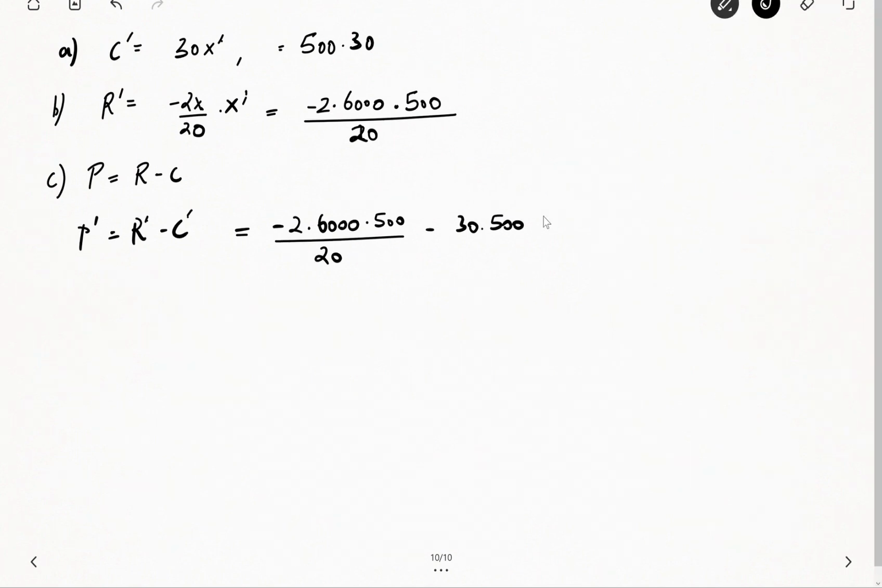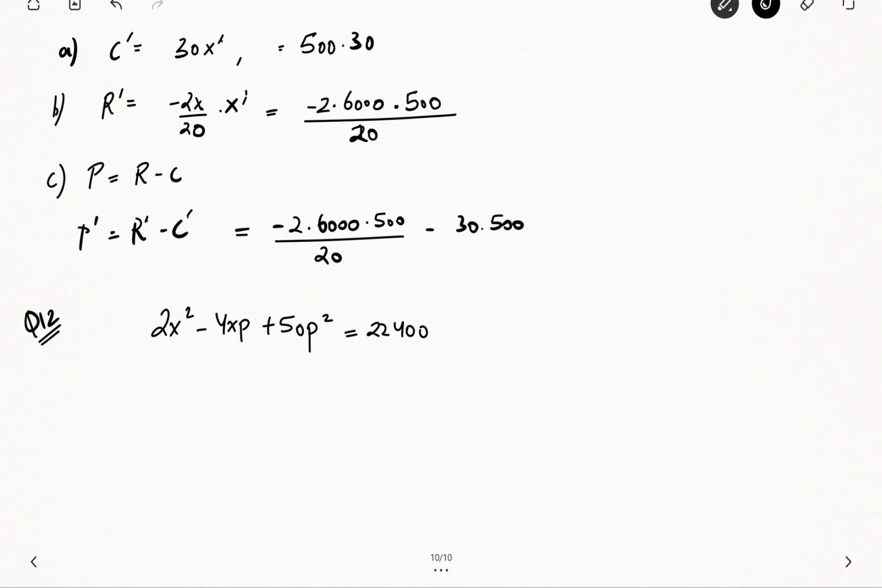Okay, so let's look at problem 12 now. We got the relationship between price and demand x for our product. For me, the numbers are 2x squared minus 4xp plus 50p squared should be equal to 22400. Now they're asking, if the price is increasing at a rate of $2 per month, when the price is $20, find the rate of change of demand. So demand is represented by x.